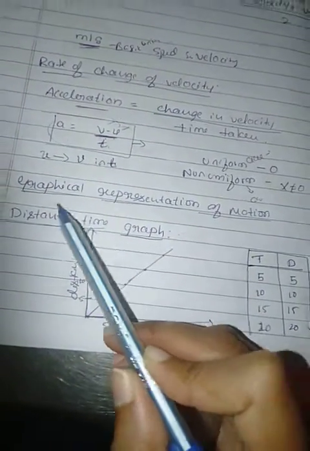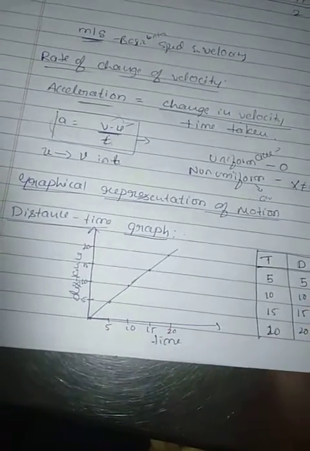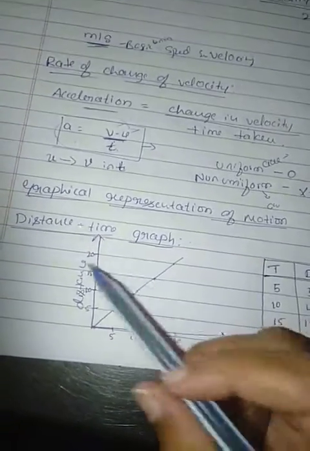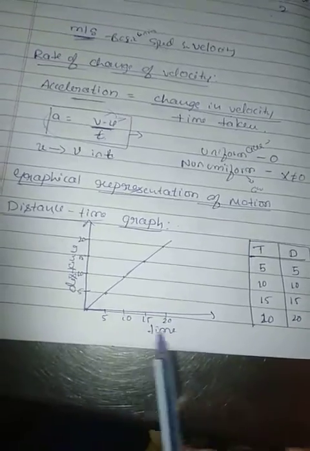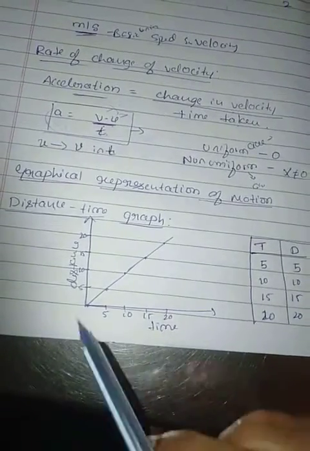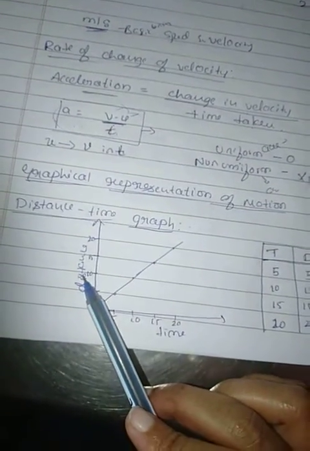Here the first physical quantity is distance, the second physical quantity is time. Both are interlinked, and these quantities are dependent on one another. Okay, so here distance is dependent on time. So you draw the graph like this. Along the x-axis we draw time, along the y-axis we draw distance.